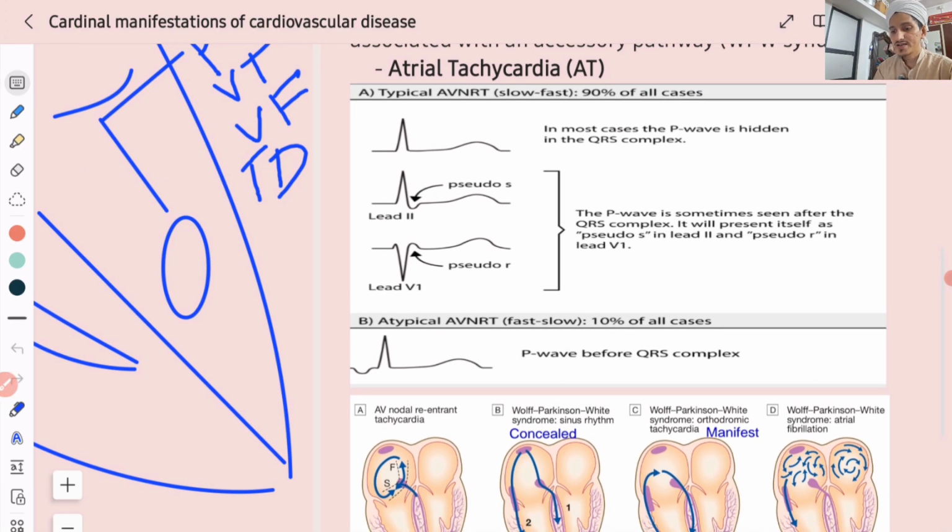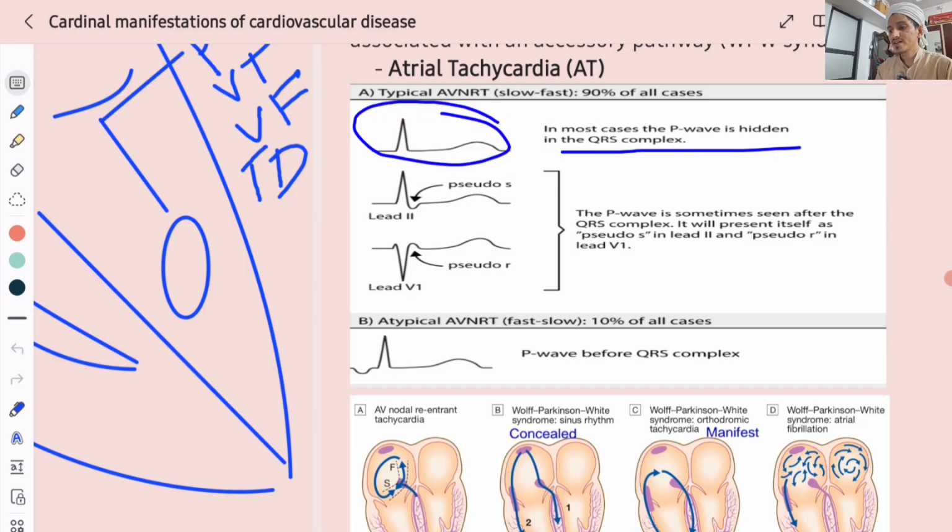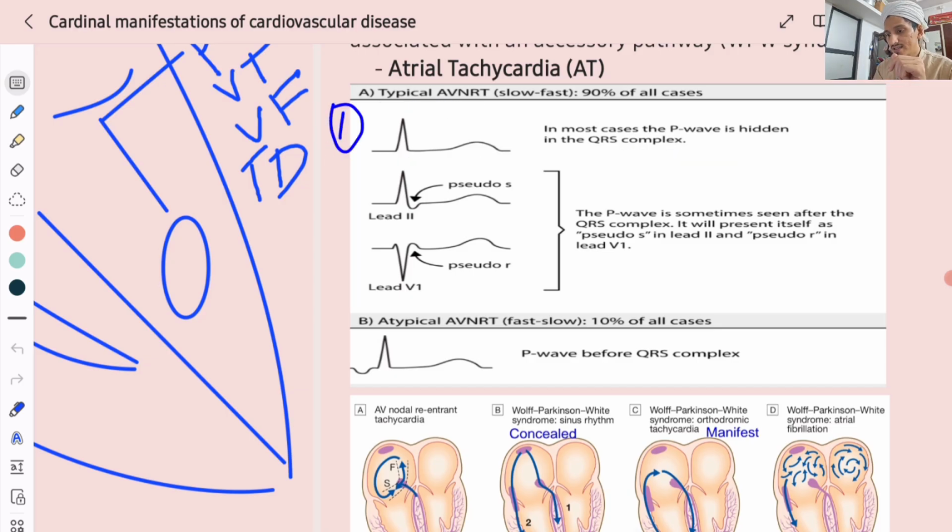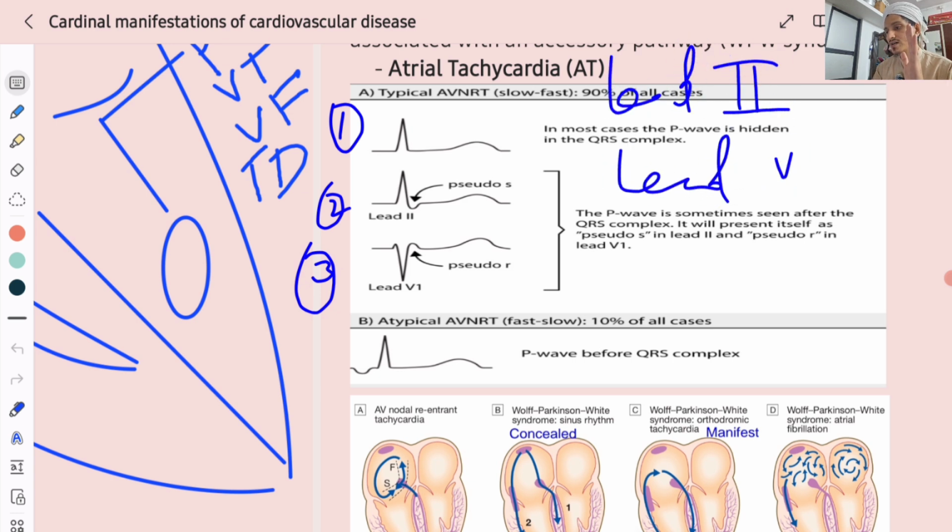Okay, see here. In most of the cases, the P wave is hidden in the QRS complex. In cases of AVNRT, you will not see any P wave here. So in most of the typical AVNRT, slow-fast pathway, the P wave will be hidden in the QRS complex. This is one thing. And remember always to see the rhythm in either lead 2 or lead V1. These two are known as the rhythm strips.